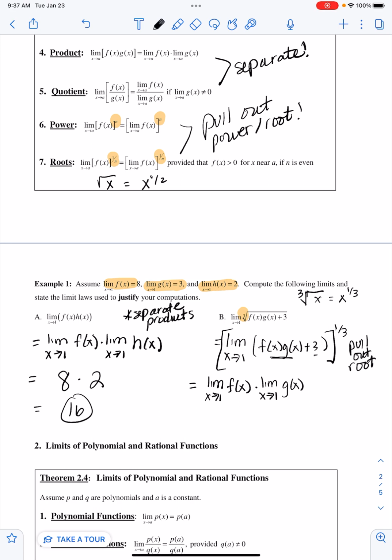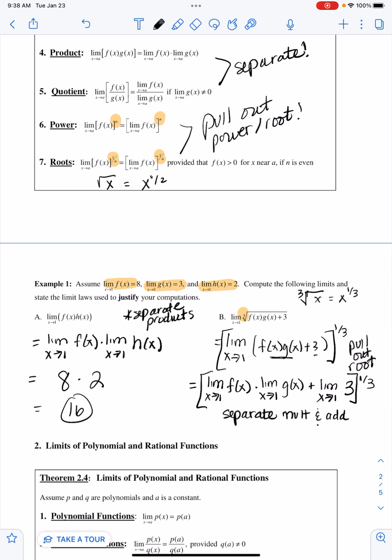And then I also need to separate the addition, so I'm going to have the limit as x approaches 1 of 3, that constant function. And remember, all of this is to the cube root or the 1/3. So this is a separate rule, so I would say we're separating over product and sum, or if you want to say separate over multiplication and addition, that's fine too. So I'm going to be less formal here. I'm going to separate multiplication and addition.